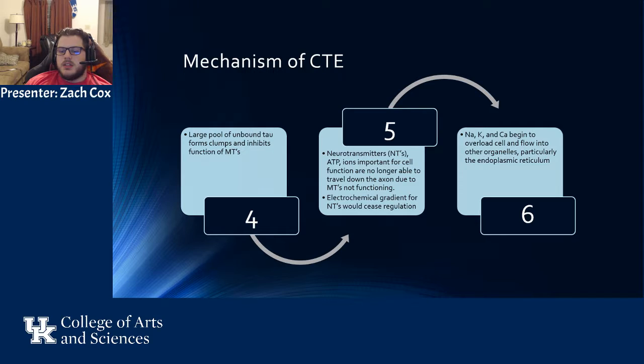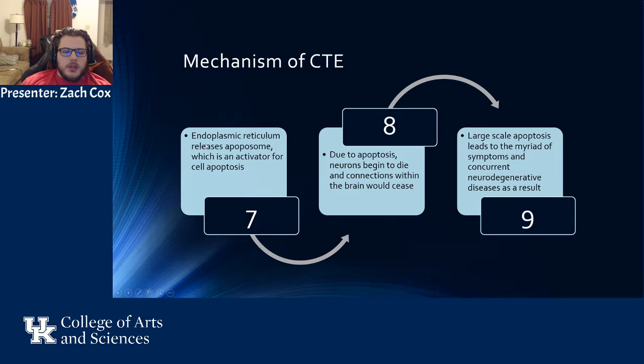However, in this instance, it's not large enough to where that electrochemical gradient is broken, or that threshold is broken, and so it just allows the leaking of different ions to overflow in the cell. And one in particular is calcium. It begins to flow into the endoplasmic reticulum. The calcium goes into the ER, as well as it also floods into the mitochondria, and it releases apoptosome. And this is one of the main activators for cell apoptosis.